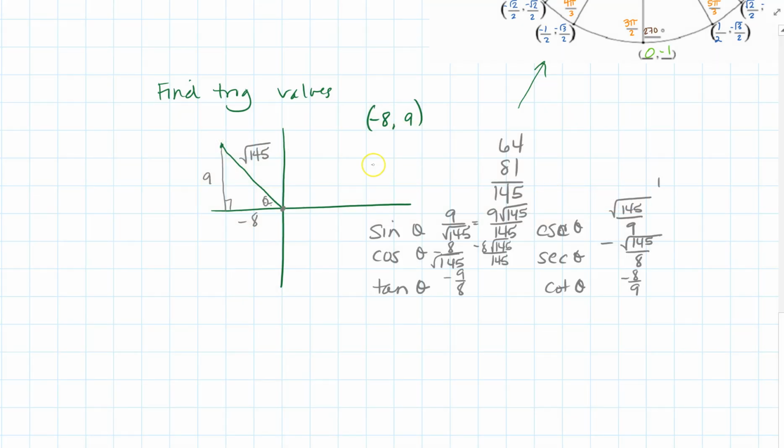Oh gosh. All students, so the only thing that's positive is sine and its partner. Everything else is negative. As you can see, I'm out of battery. You guys take care.